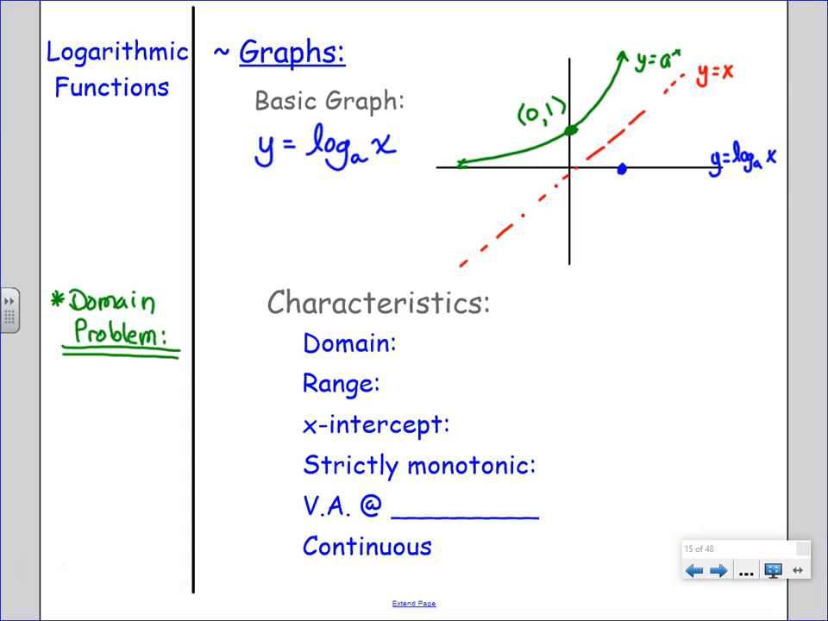Can you guys see what the graph's going to look like for the log if it flips across the y equals x and if it has the point 1, 0 instead of 0, 1? What's it going to do? Yeah, it's going to swoop, right? Swoop, there it is. Okay, so there we go.